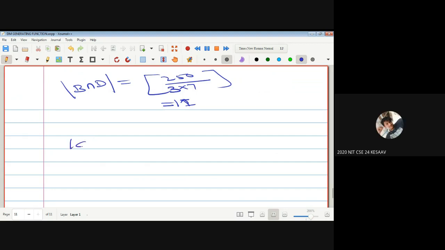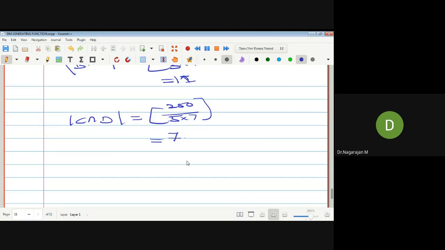Okay, C intersection D. Next one, C intersection D, that is equal to 250 divided by, sorry, 5 into 7. Now using 5 into 7, not 3 into 7. That result is 7. Is it correct? Yes, sir.